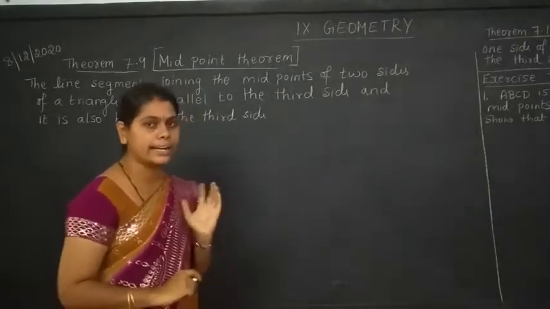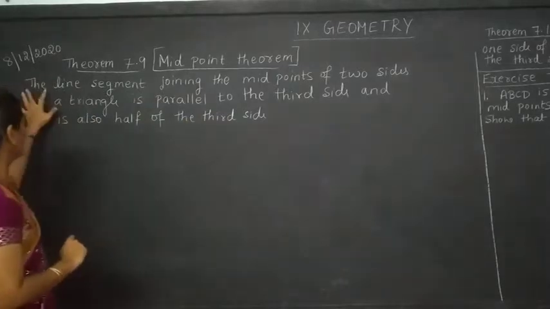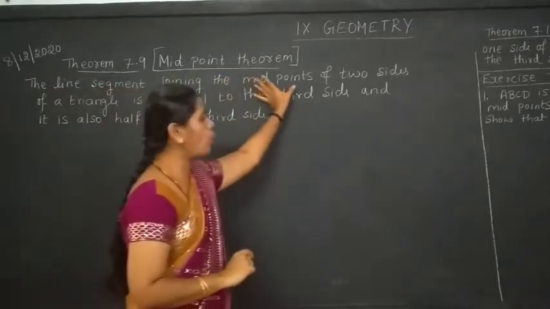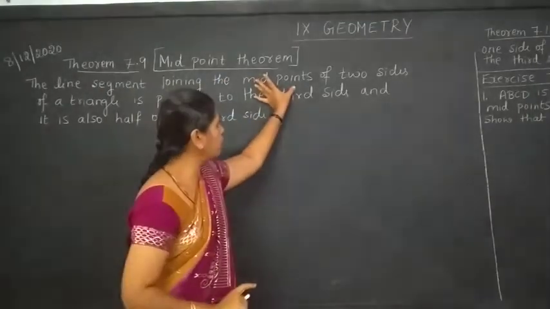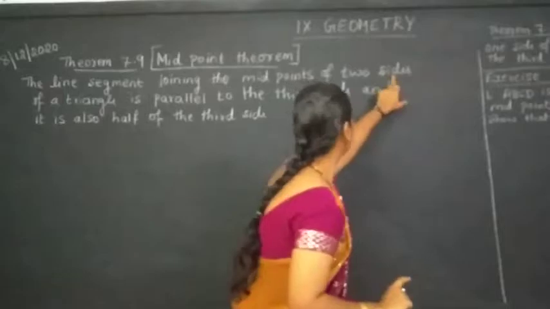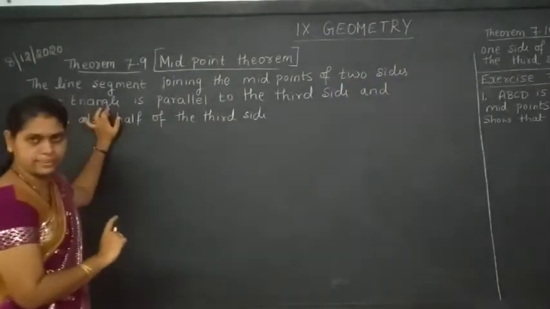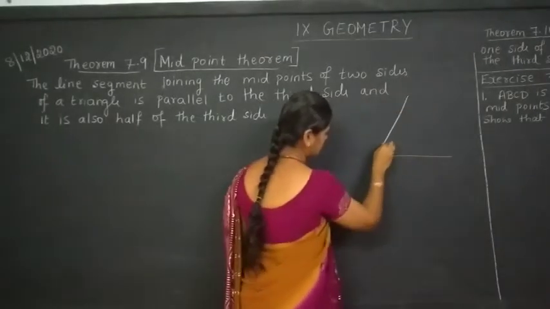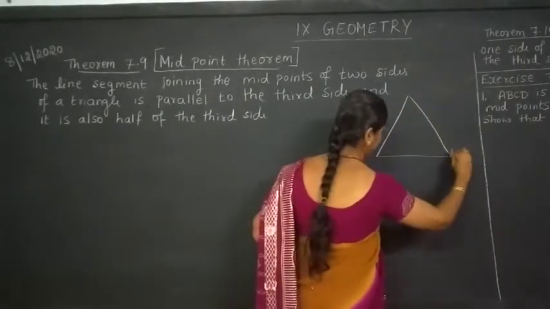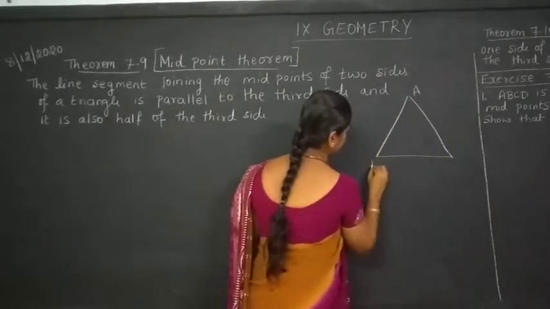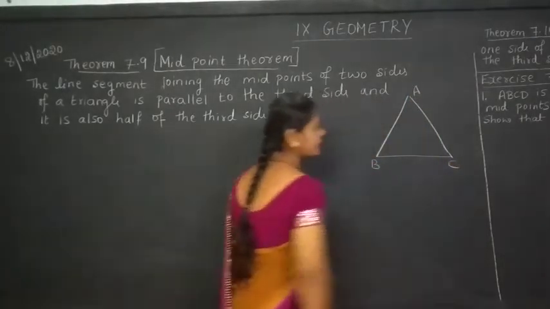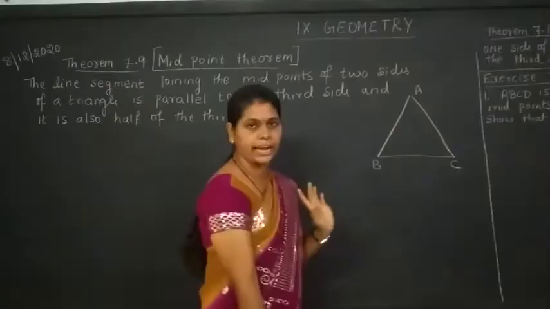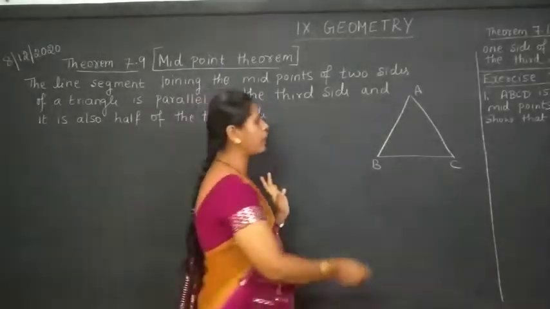First, let us draw the diagram, students. First, I will read the statement. The line segment joining the midpoints. So you have to mark the midpoints of two sides of a triangle. So you have to draw one triangle. Name the triangle as A, B and C. You have to mark the midpoints of two sides of a triangle.